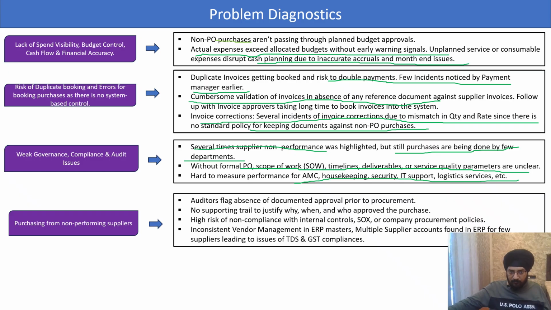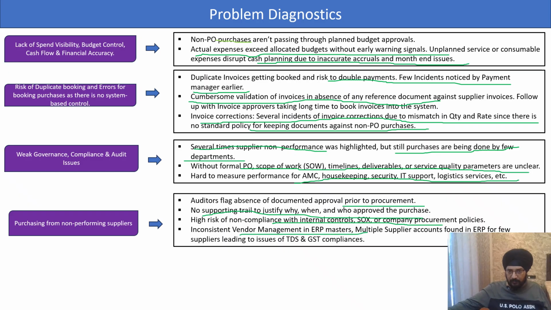Purchasing from the non-performing supplier. Auditors flag absence of the documented approval prior to the document procurement, which means that in a normal scenario, whenever purchases happen, it has to have a proper trail chain and due diligence being done for those supplier. But in non-PO supplier, what it was observed in this specific case, that there was no proper checks and balances being done for the non-PO supplier. No supporting trail to justify why, when, and who approved the purchases. This is biggest challenge. High risk non-compliance with internal controls, SOX or compliance procurement policy.